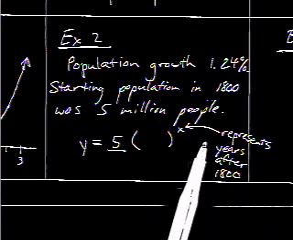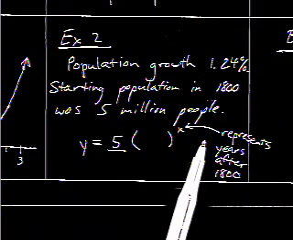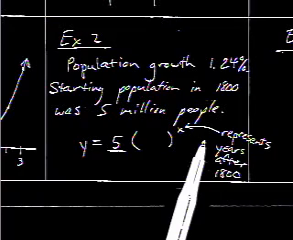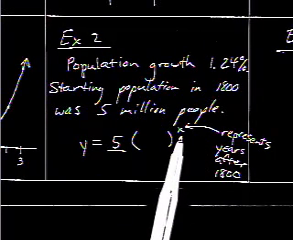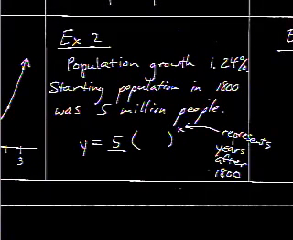So as I've written over here on the side, X represents the years after 1800. So, for instance, 1900 would give me an exponent of 100. But if it was only 1850, then that would give me an exponent of 50. If it's the year 2012, that would give me an exponent of 212. So keep that in mind. The exponent has to be years after 1800.